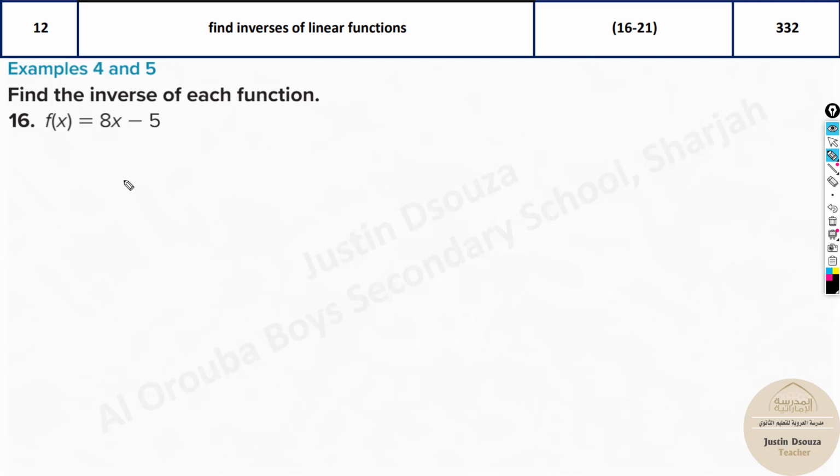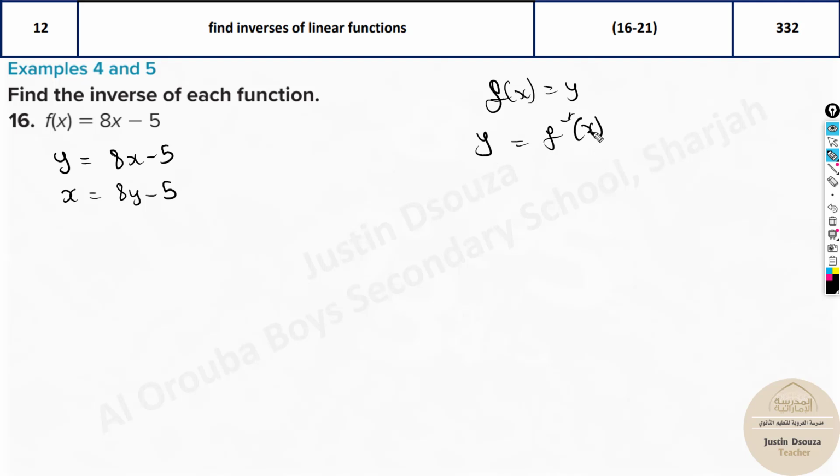Now what do we do for a function? We need to follow a set of rules. First of all, whenever we have f of x, write it as y equals 8x minus 5. Now, wherever y is there, put x, and wherever x is there, put y. Just swap these two. It will become x equals 8y minus 5. Now we solve for y, because whenever we write function f of x, this is equal to y. Now this y value is equal to f inverse of x. That is the inverse function.